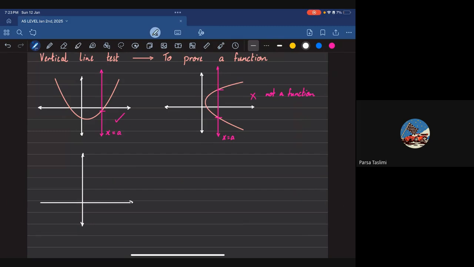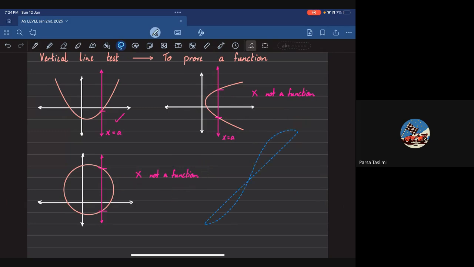Why is it not a function? Let's see. Because your circle equation is like this. If it's the equation of a circle, obviously it's going to form a circle. So it's not going to pass the vertical line test. 2 points of intersection. Therefore, it is not a function.